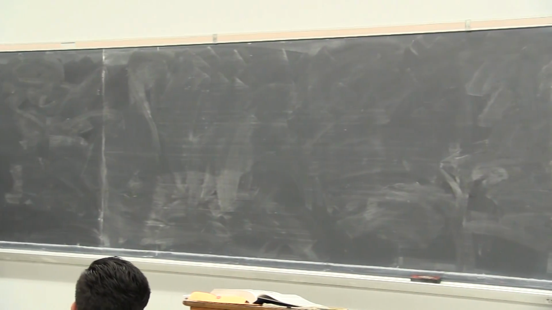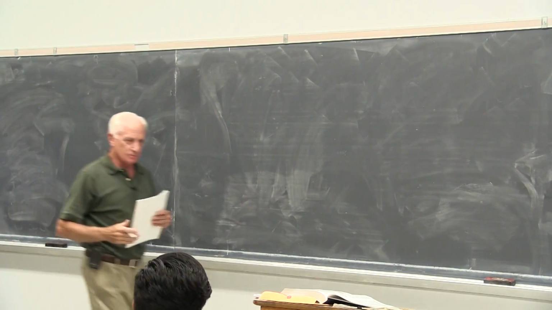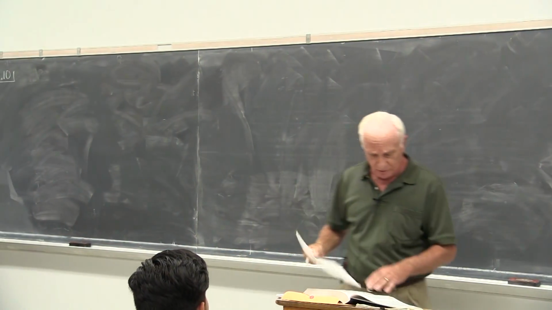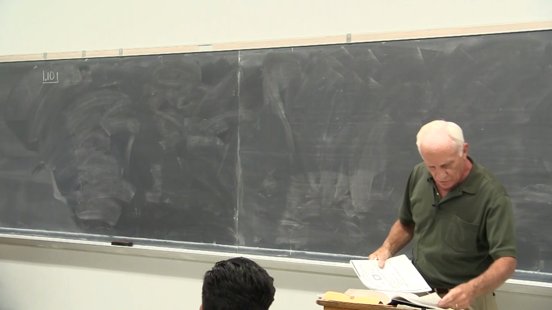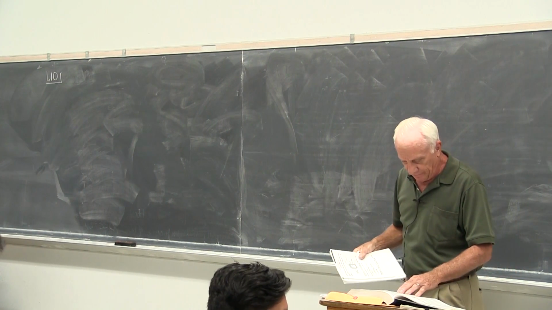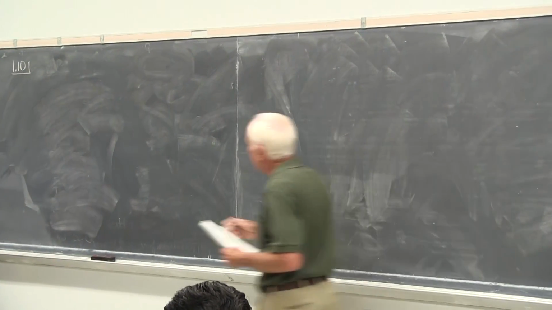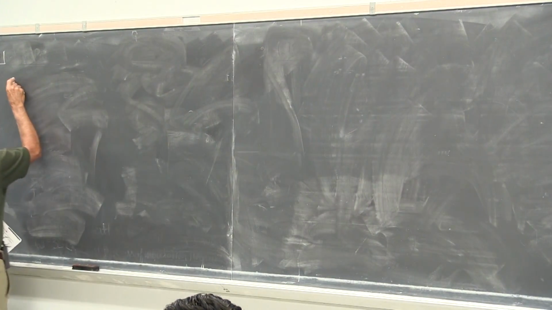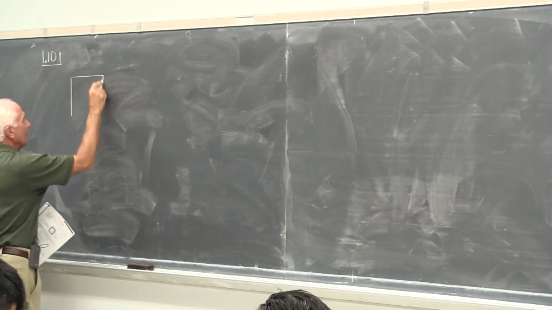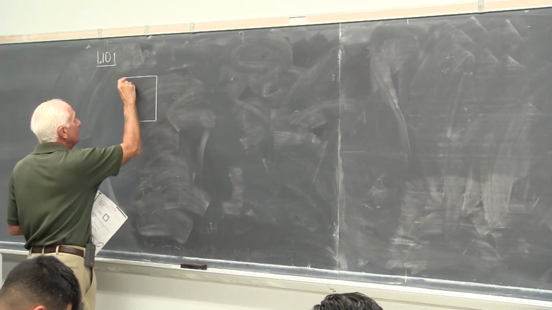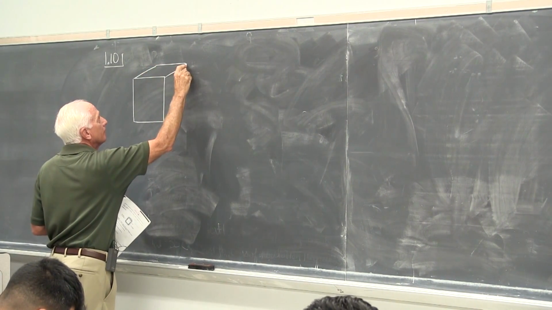Okay, 1.10. Let me read it, because these problems are pretty wordy and there's not always a lot of pictures with them. 1.10 is a freezer compartment, which is a cube, 2 meters on a side. So we've got a freezer compartment, 2 meters on a side. It's cubical. Looks like this.